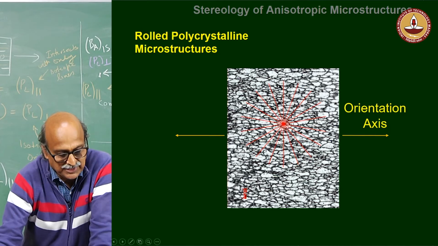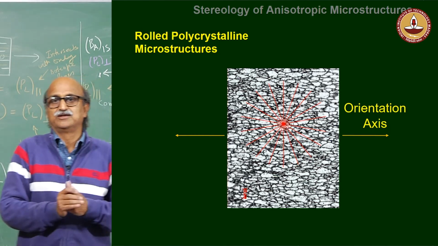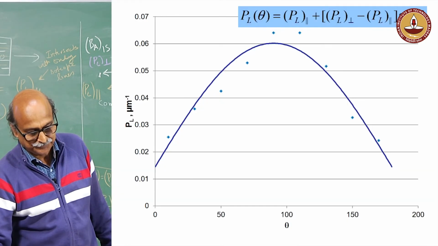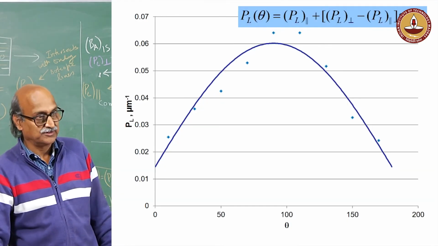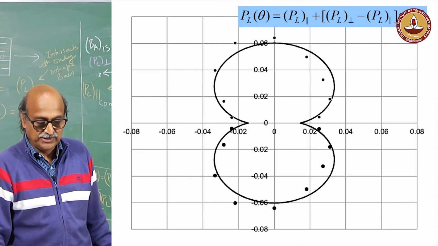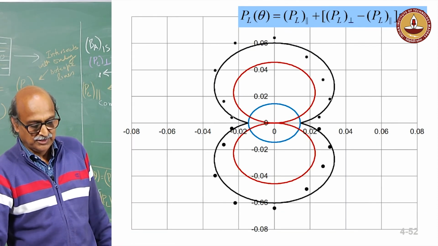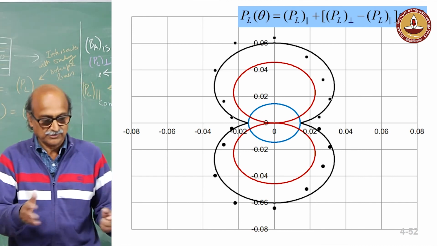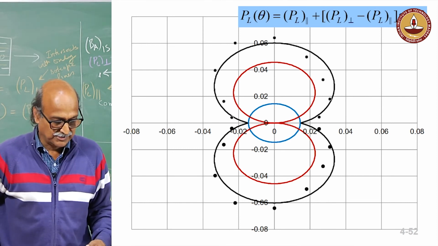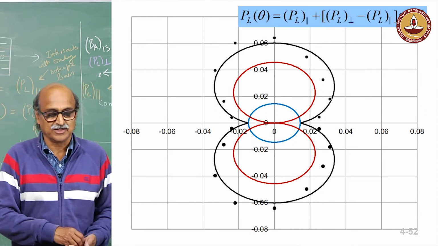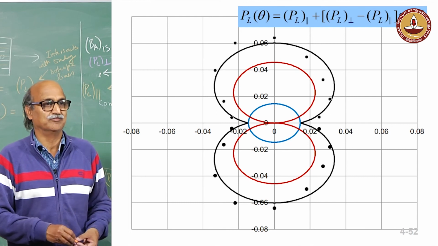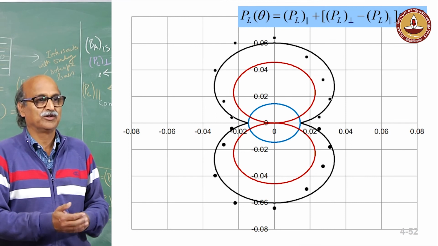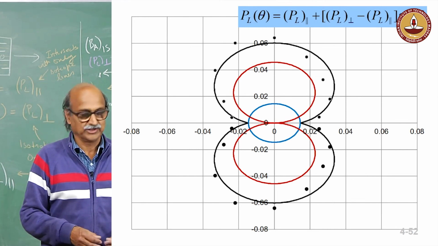Now, this idea can be straight away applied to a microstructure like this. Okay. And we get this PL versus theta plot, this polar plot, we figure out what are PL parallel, PL perpendicular minus PL parallel, etc. from this, and this can be left as an assignment problem for this particular microstructure, to figure out what is the degree of orientation in the microstructure.